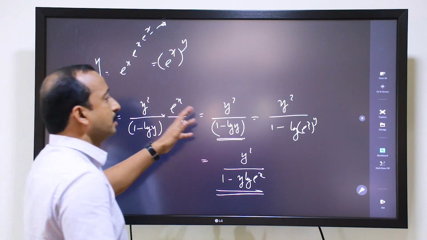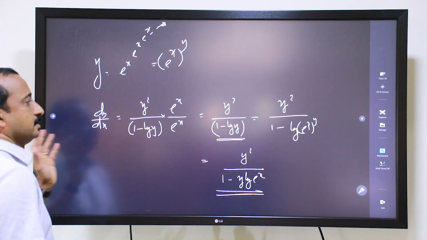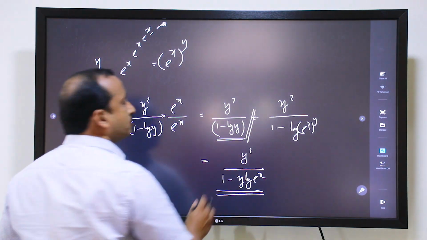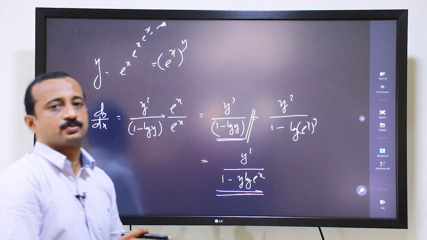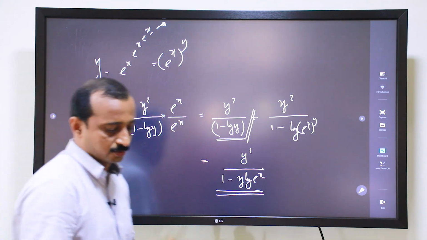This is also the second choice. The main answer becomes y square by 1 minus log y, which is also written in the form y square by 1 minus y into log e raised to x also. Okay.